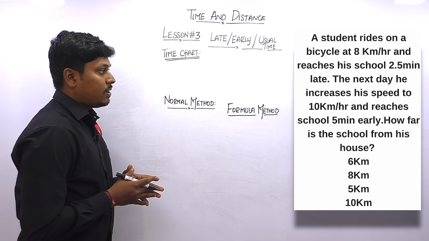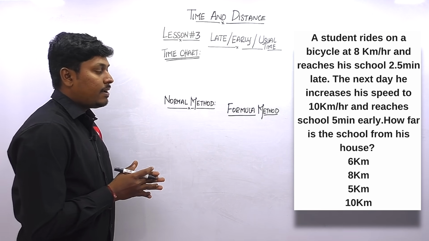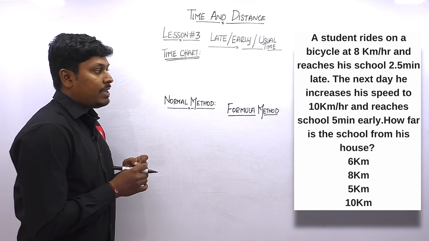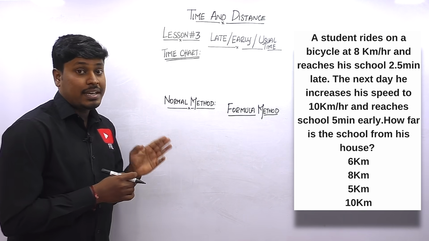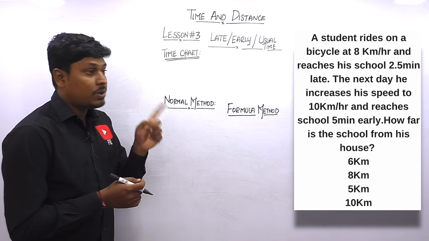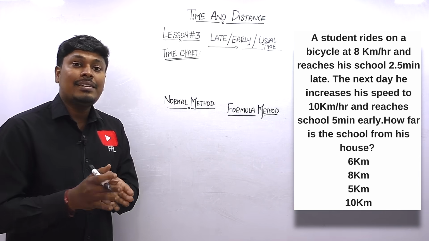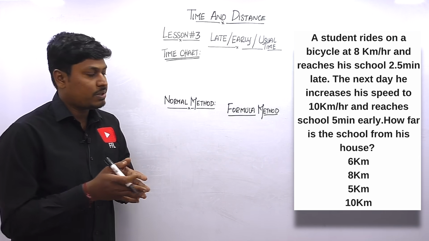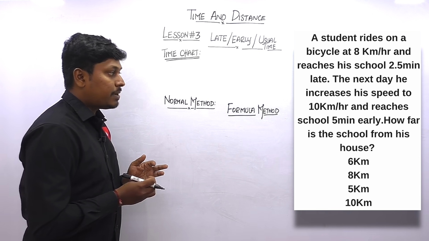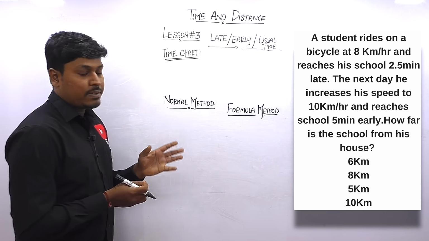Question number 3. A student rides a bicycle at 8 km per hour and reaches the school 2.5 minutes late. The next day he increased the speed to, listen carefully, increase the speed to 10 km per hour and reaches the school 5 minutes early. So the word "to" is most important, that I've told you in the basics, right? There is a difference between increase the speed to and increase the speed by. So remember that, most important. How far is the school from his house?